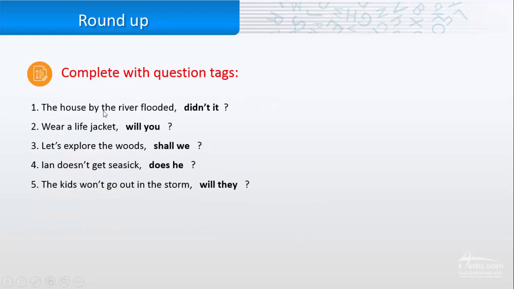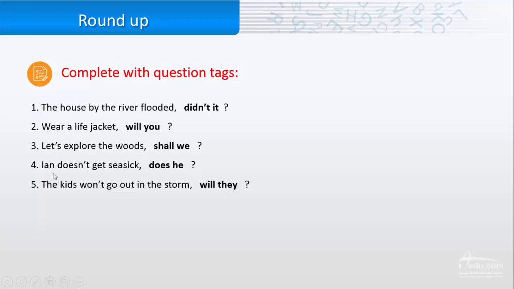Number 1, the house by the river flooded, didn't it? So we use did because it's in the past, flooded. Number 2, wear a life jacket, will you? So we use will because it's future. 3, let's explore the woods, shall we?